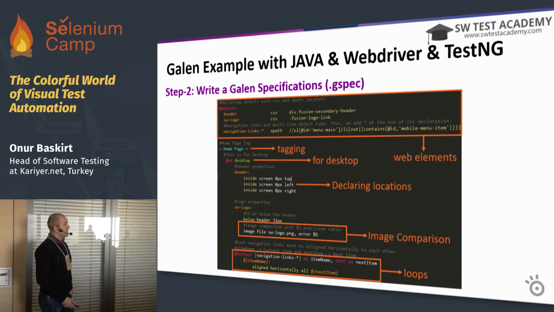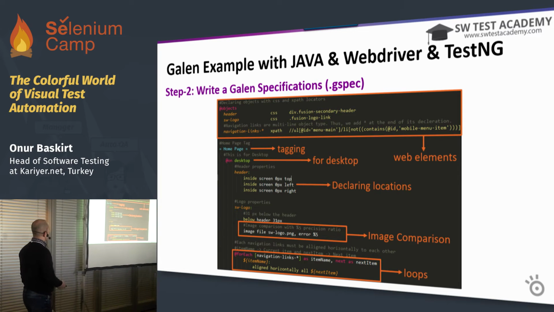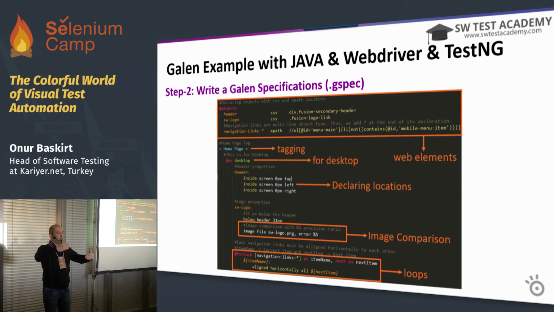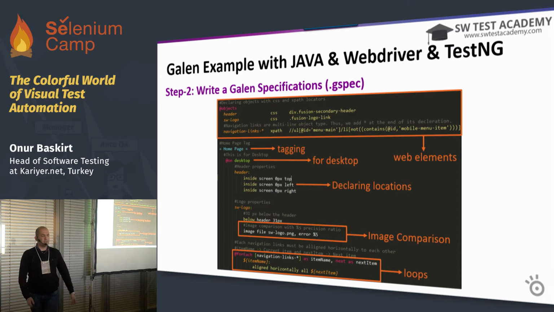And finally, you can also use for loops, as you see here. I am checking the current item with the next item. They are horizontally aligned with this code.